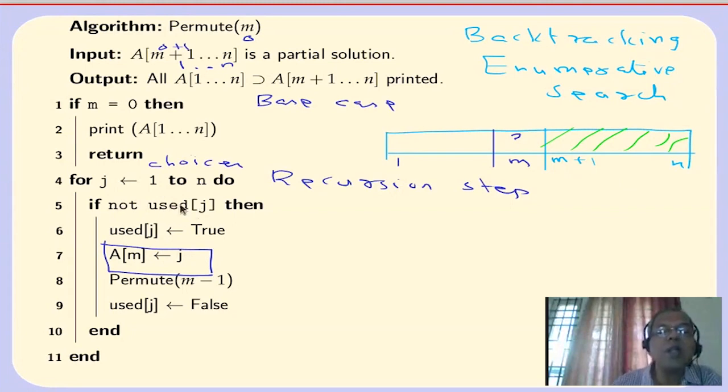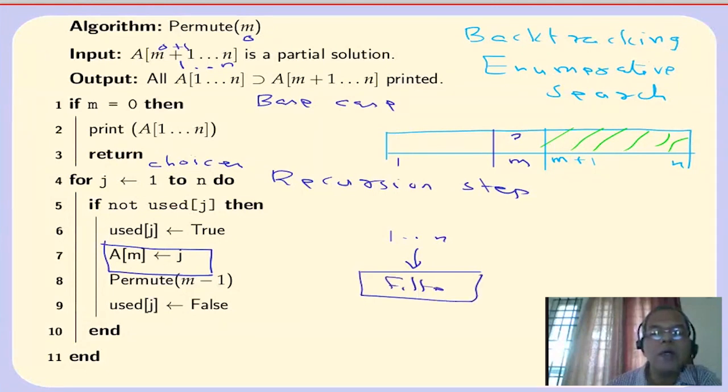If J is not used in M plus 1 to N, basically what we are doing is from 1 to N, we put a filter and we get only unused 1 to N. Not all values of 1 to N. If J is not used in N, then we can use it as a choice for A at M. And we want to make sure subsequently when 1 to M minus 1 are initialized, the J that is used to initialize A at M should not be used. Therefore, used at J is set to true.